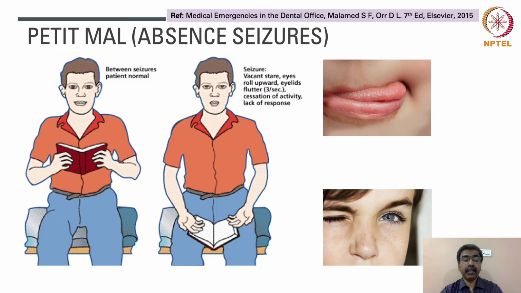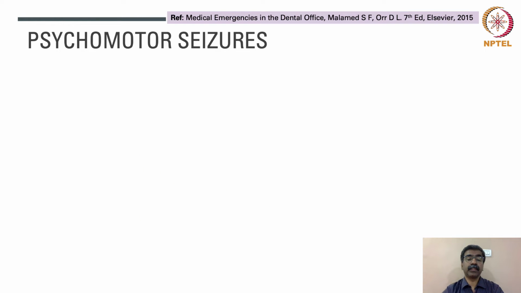A petit mal triad is recognized consisting of myoclonic jerks, akinetic seizures, and brief absence or blank spells without associated falling and body convulsions. Individuals also exhibit characteristic EEG patterns consisting of 3 cycles per second.